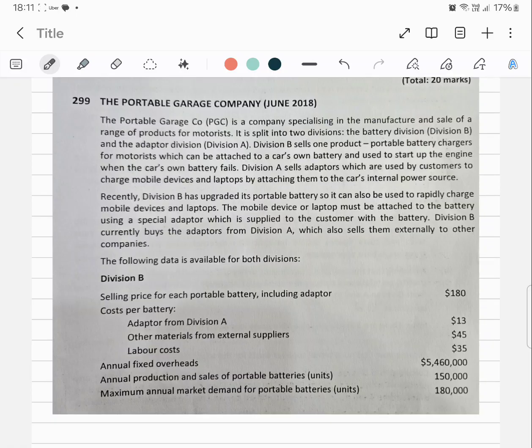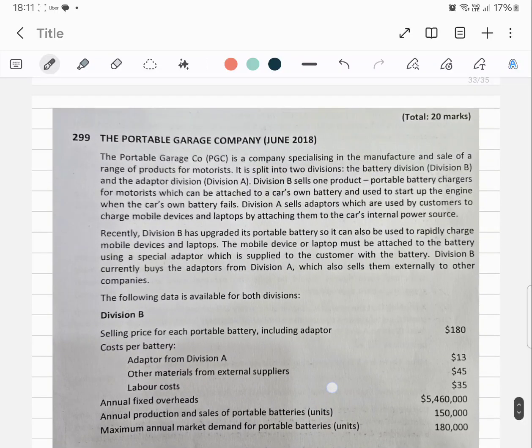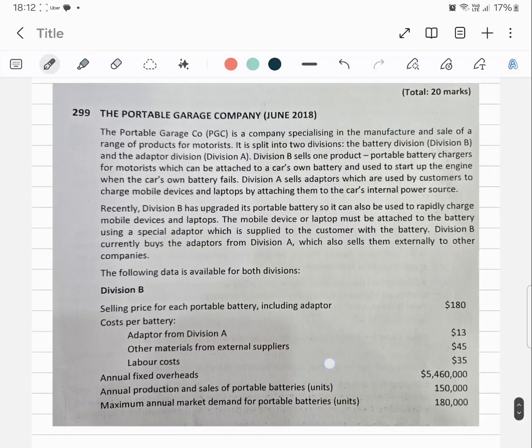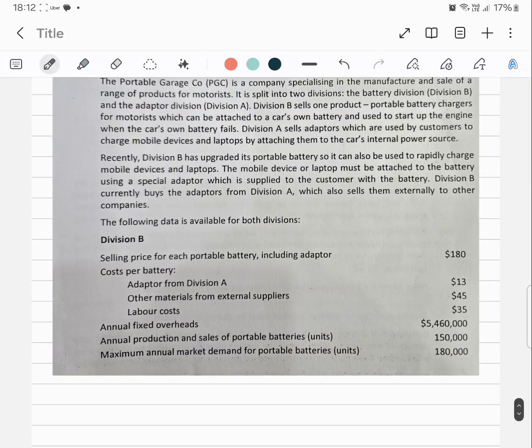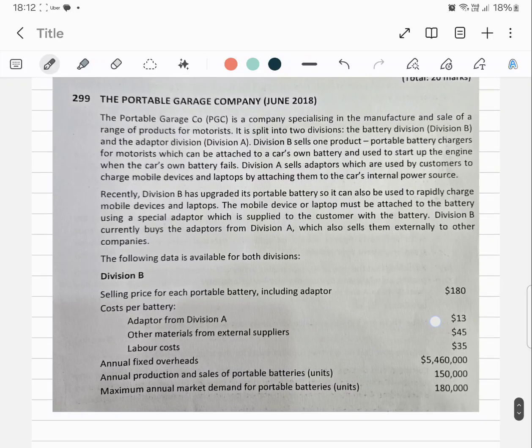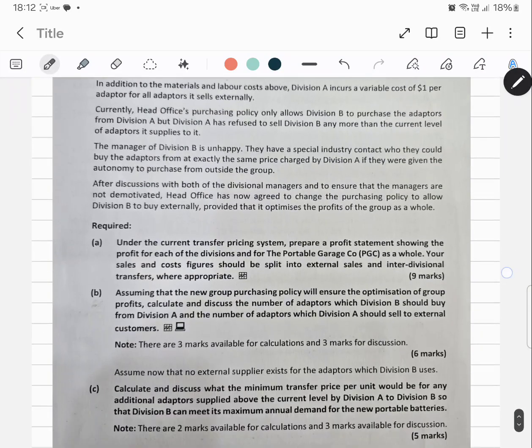Division A sells adapters which are used by customers to charge mobiles. Whatever division A is producing, the adapters are transferred to the battery division. So how many units of division B are being sold outside? That is 150,000. Okay, let's read out the question first.